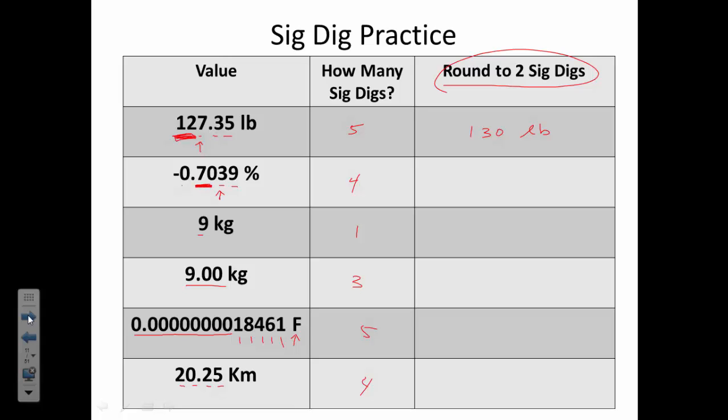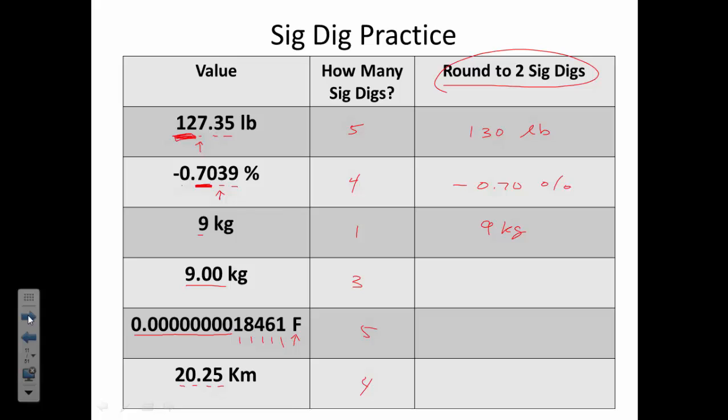Here we're rounding for the 0.70. We're looking to the 3 as our rounding digit. That's below a 5, so we get negative 0.70. 9 kilograms. Well, how can I round that to 2 significant when it's only 1? I can't add precision, so never add precision. Just keep that the same. It's 9 kilograms. Never add precision.